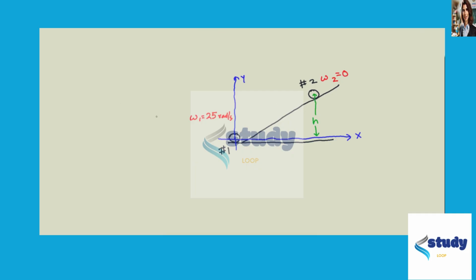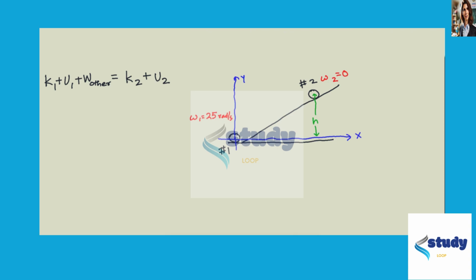Now let's call this point number one, and the other one point number two. So here we'll have kinetic energy K1 plus potential energy U1 plus some other form of energy. The other form of energy is the frictional force. Then at this point we'll have kinetic energy and potential energy.